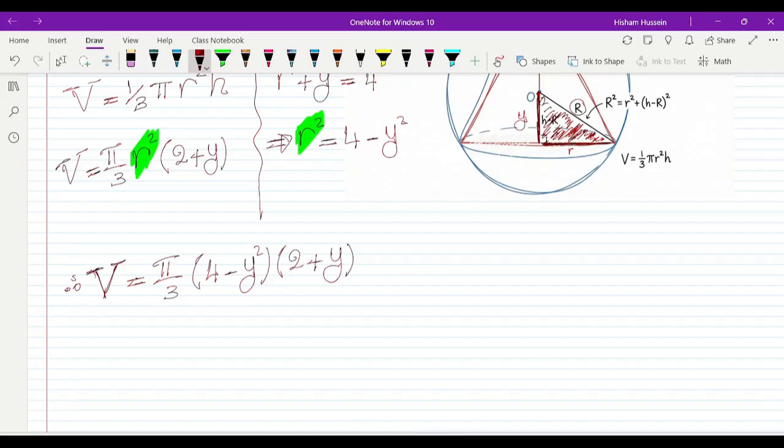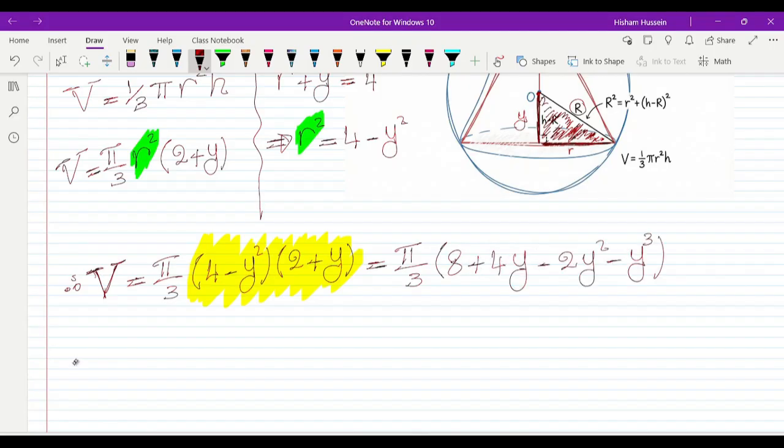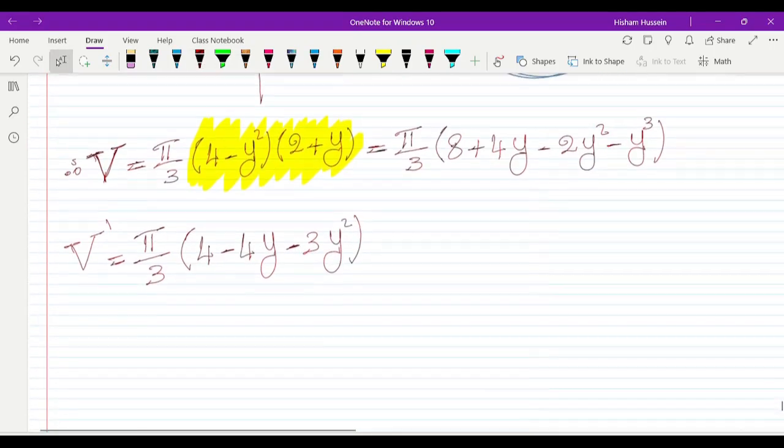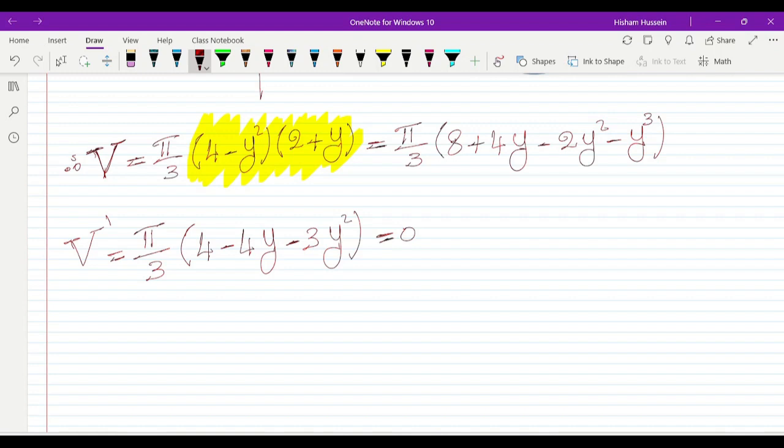So it's requested now to find V dash. It's pi over 3 times, expand these two brackets. 4 times 2, this is 8. 4 times y is 4y, negative 2y squared, minus y power 3. So find V dash. V dash will be pi over 3, constant as it is. Derivative of 8 is 0. Derivative of 4y is 4, minus 2y squared, its derivative is minus 4y, minus 3y power 2. Find the critical points by solving this equation. So here we have two roots for this equation, y equals 1.5 or y equals negative half.